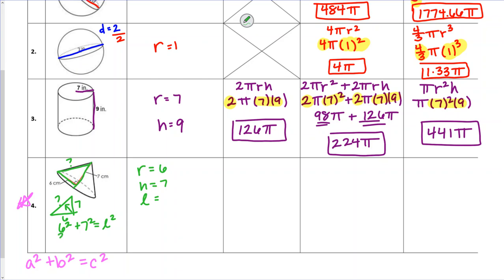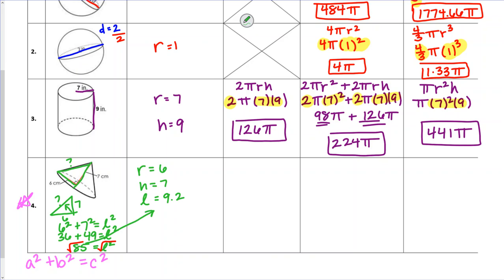Alright, 6 squared is 36. 7 squared is 49, still equals L squared. 36 plus 49 is 85. So 85 equals L squared. Finally, to get L by itself, you need to take the square root, which will give you a decimal. Once you have that decimal, that becomes your L. And in this case, it's 9.2.